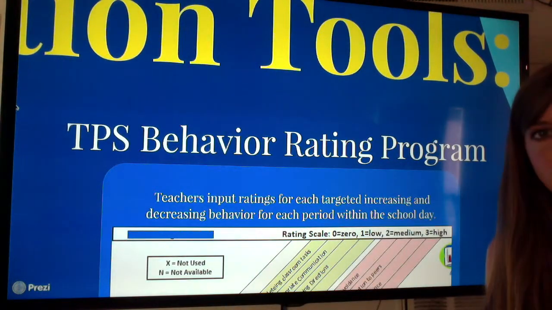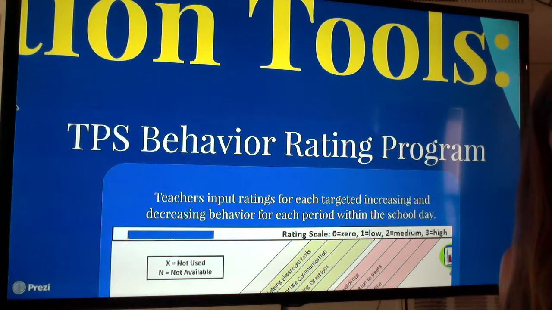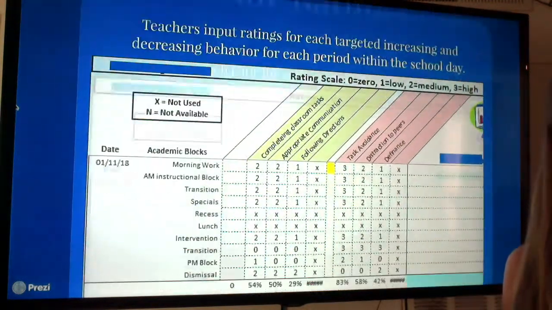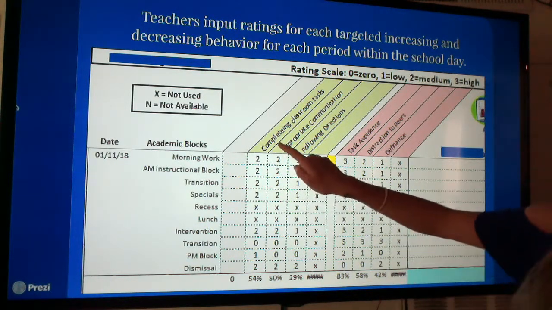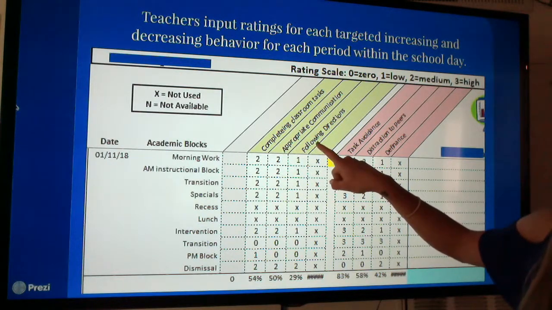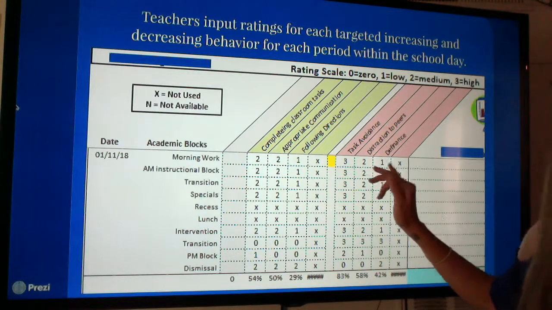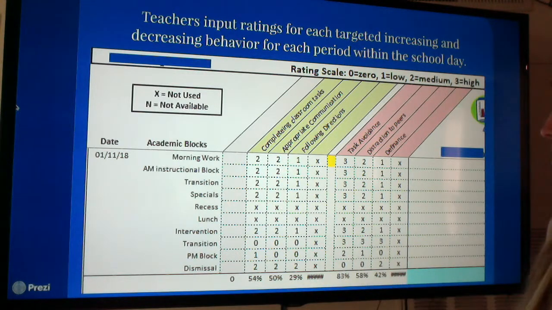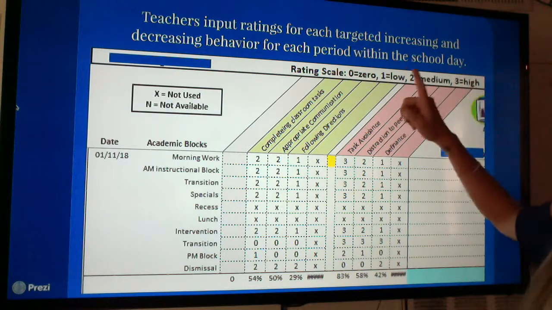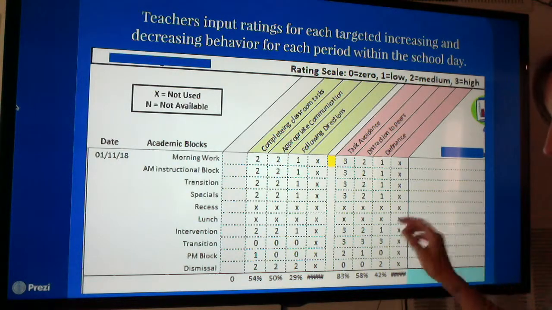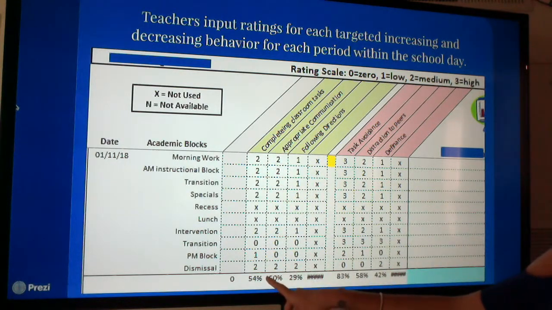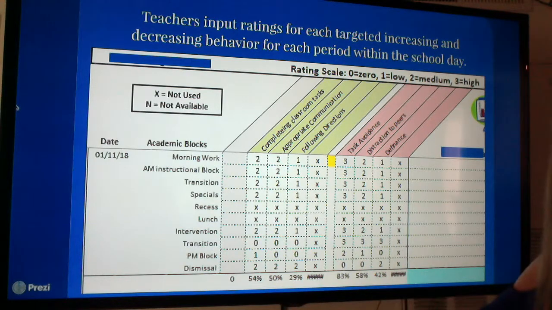The second tool that I used to collect data was TPS. It's a behavior rating program used by the district in which teachers are able to input ratings for each of the targeted increasing and decreasing behaviors for each student for each period within the school day. So for example, this student is receiving ratings for the 3 increasing behaviors on their behavior plan and then the 3 decreasing behaviors on his or her behavior plan. So the teacher was able to rate them from a scale of 0 to 3, 0 not being evident, and 3 a high level of incidence. And this template generates a percentage for each of those behaviors that tells the percent of incidence rating.